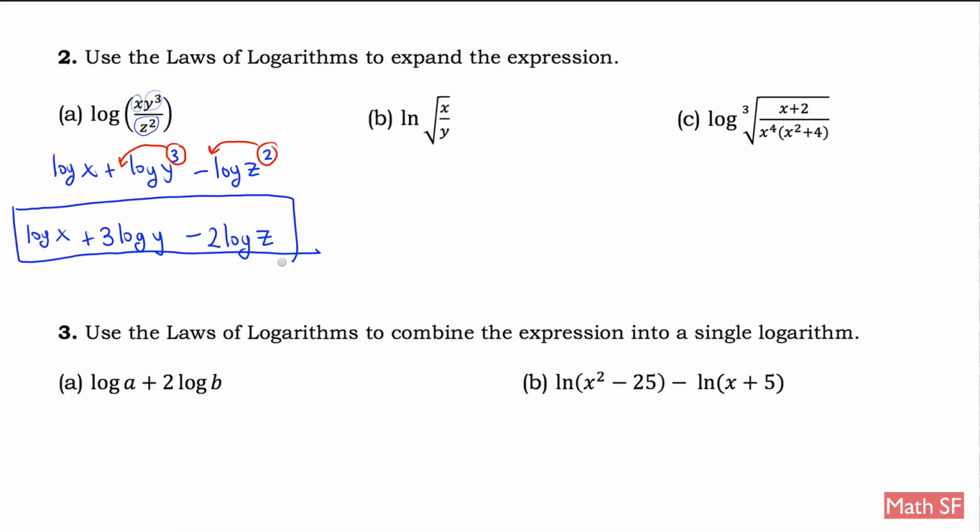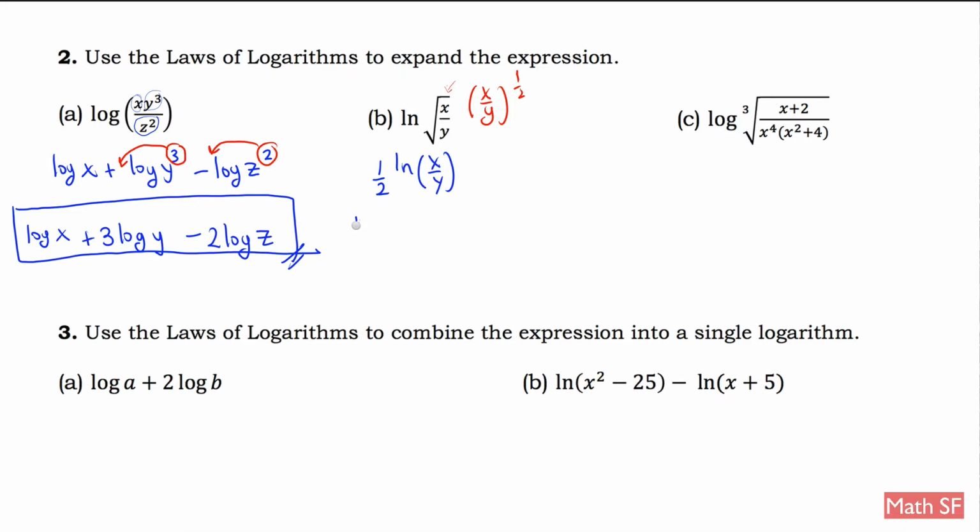Now we're going to use the same technique here. However, look at this part. Before you actually separate it, you have a square root here. This square root is actually something like this, the whole thing to the one half. So I'm going to use my property and make this 1/2 go in front. So it will be 1/2 natural log of x over y.